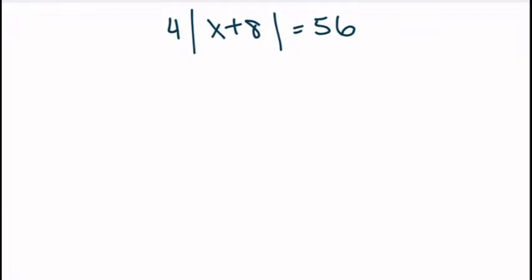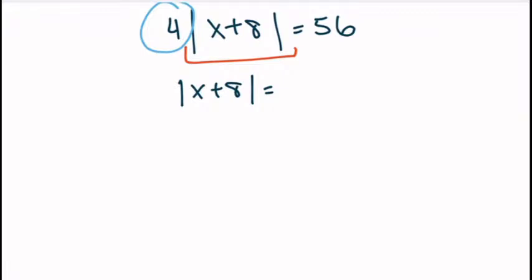Now how do we deal with this? My advice to you is to just think of this absolute value as one big variable that you're trying to isolate, like you would do with a regular equation with x. So since we're trying to isolate this absolute value of this 4 that is in front of it, to get rid of the 4, we need to divide by 4 on both sides because it is multiplication. So if we divide 4 on both sides, we get 56 divided by 4, which is equal to 14.